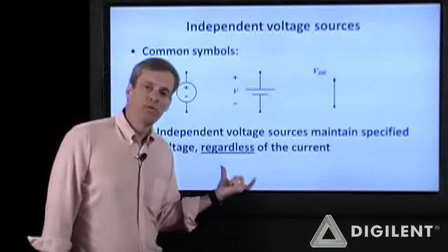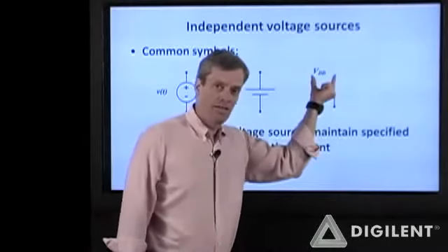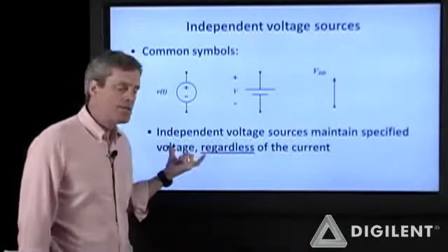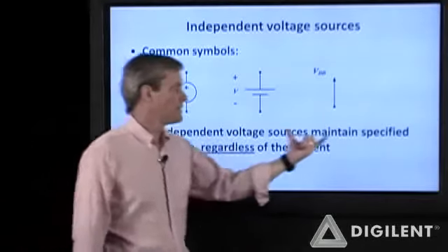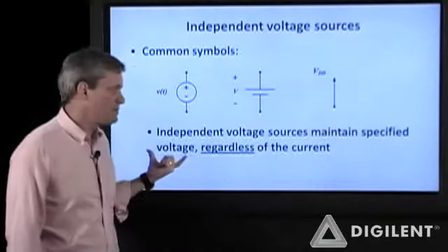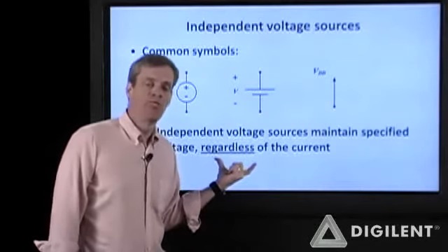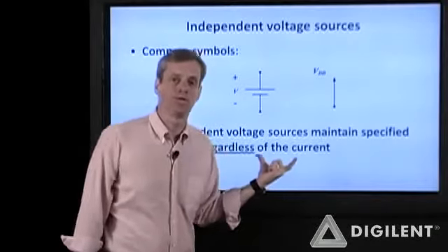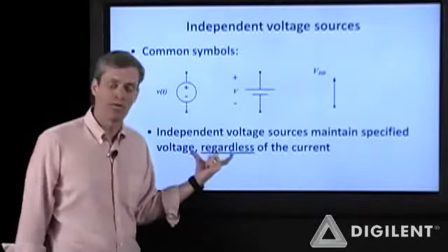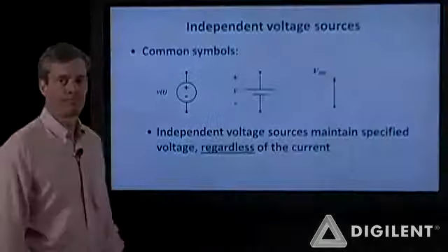One thing I need to point out: whatever voltage is specified in this symbol is provided to the circuit regardless of anything else that's going on. The specified voltage is provided to the circuit. That means that these can provide any amount of current to the circuit that they are connected to. There is no limitation on the power that they can supply if you hook this up to the right circuit.